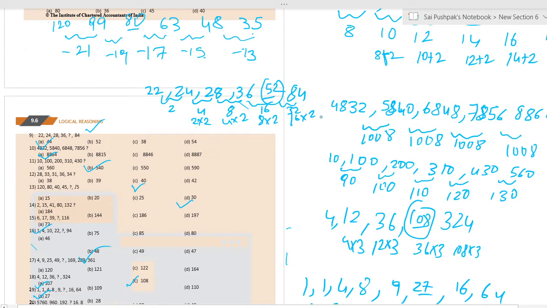Oh, I already solved it here. 4832, 5840, 6848, 7856, 8864. The difference between this and this is 1008. So everywhere the difference is 1008. Okay. So the last number will be 8864. So you got 8864 here. 11th question, it is similar to second question, I think.